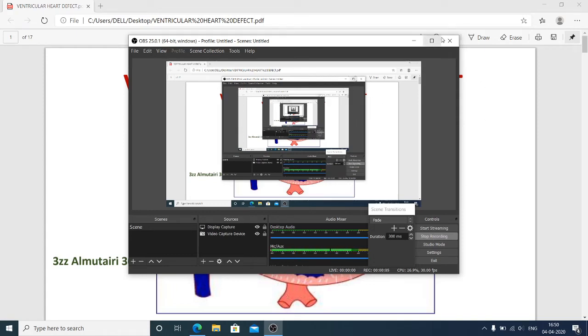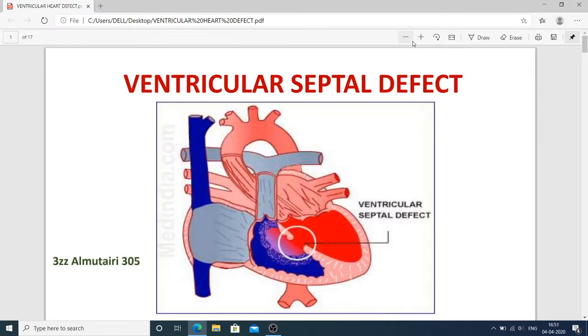Hello everyone, we are going to start a lecture known as ventricular septal defect. This lecture is for B.Sc nursing third year students, and we are going to start our chapter related to cardiovascular disorders. The first topic I pick is ventricular septal defect.